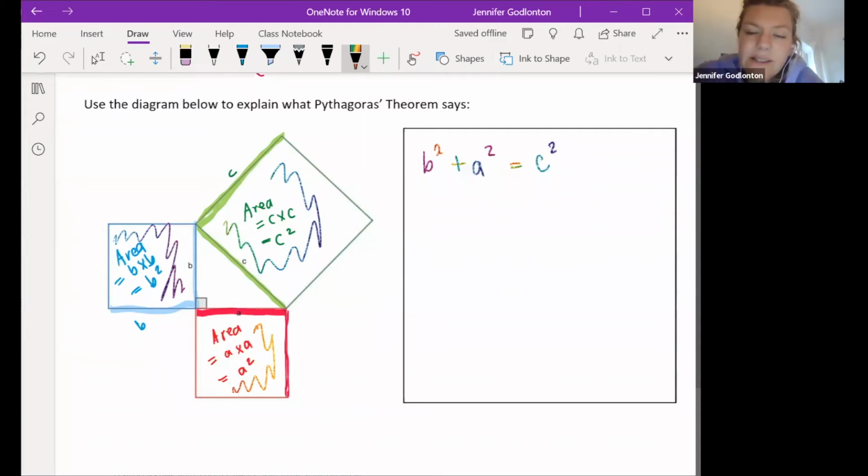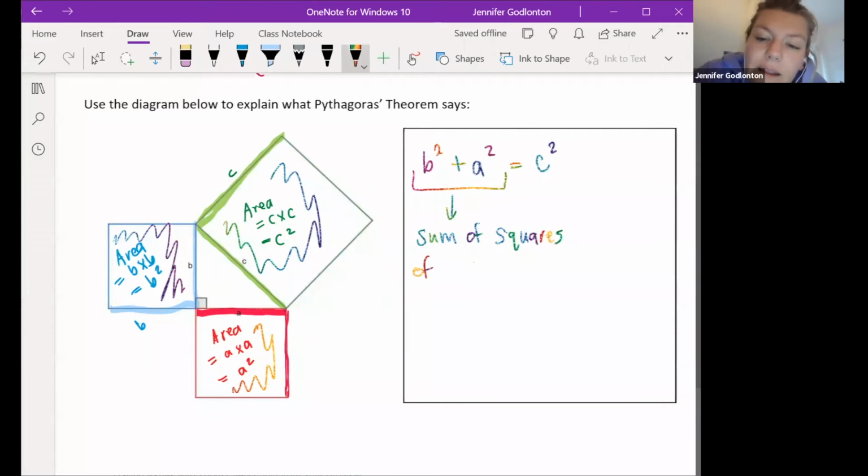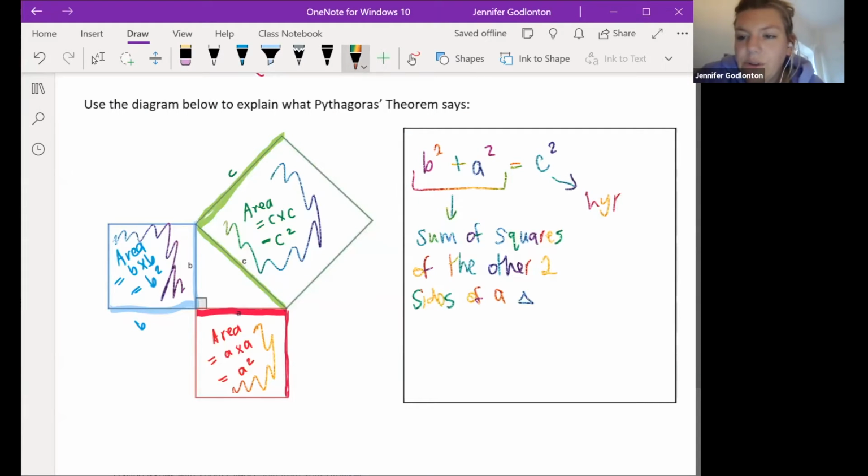Okay, so Pythagoras' theorem is very simple. He says that we take two sides of our triangle, and we square them. And the sum of those squares is equal to our hypotenuse squared. Okay, so the sum of the squares of the other two sides of a triangle equal our hypotenuse squared.